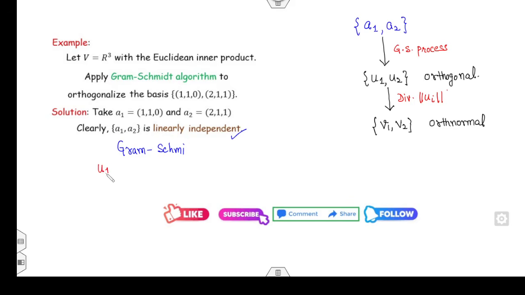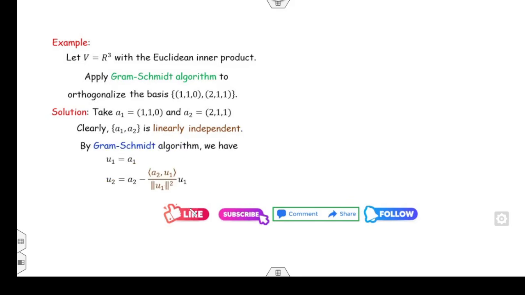Your target is to construct the two, U1 and U2. So U1 is the first vector, and U2 is the A2 minus the projection of A2 on U1. Let's start substituting the values. What is U1? U1 is my A1, which is (1, 1, 0).